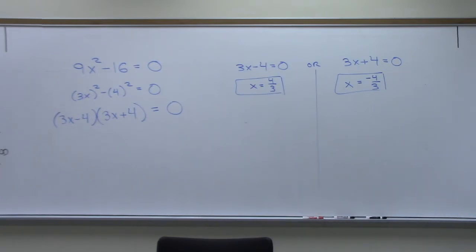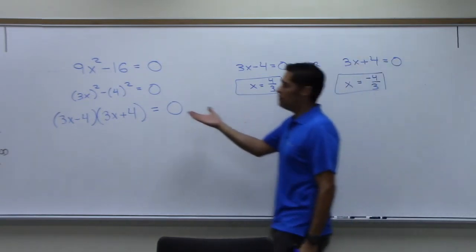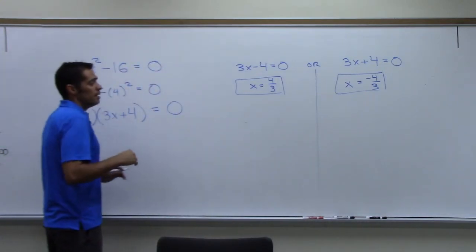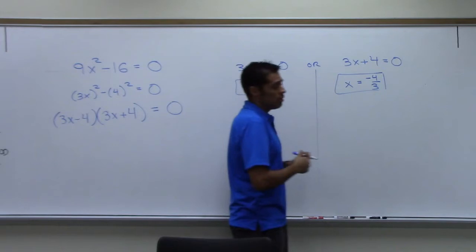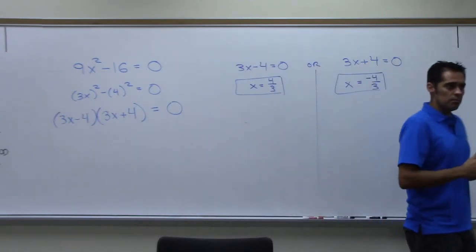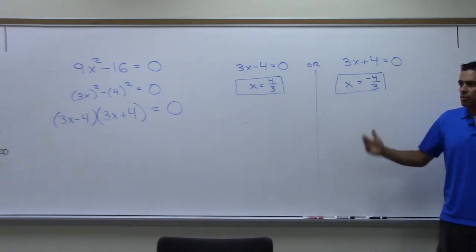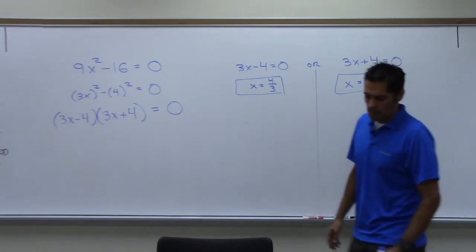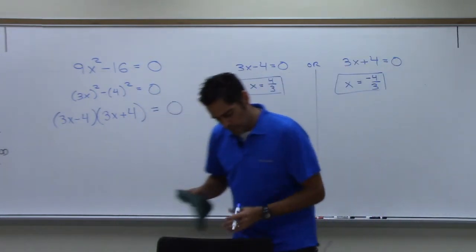So what we're saying is for this equation to be true, either x has to be 4/3 or x has to be negative 4/3. If you replace it with that, then it should be true. All right, let's do another one.